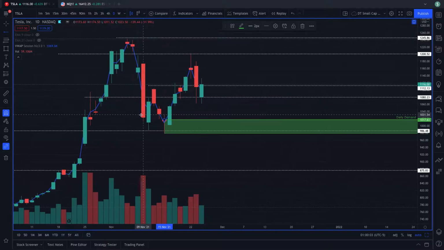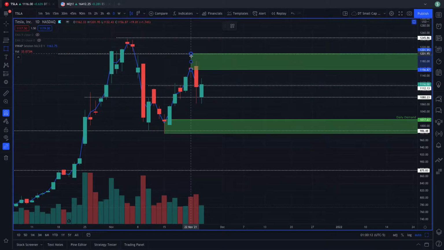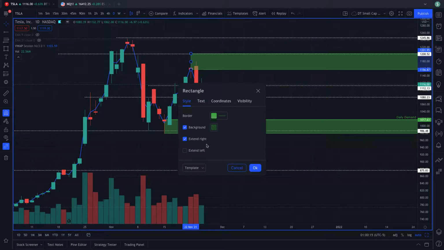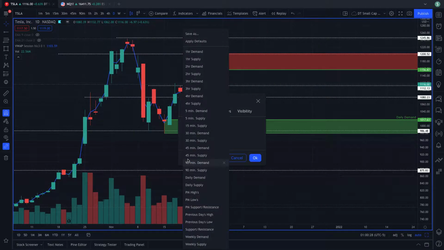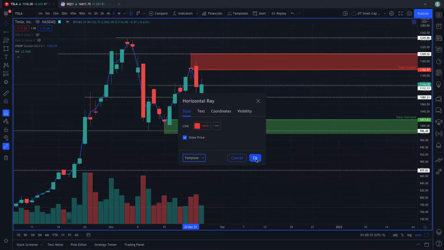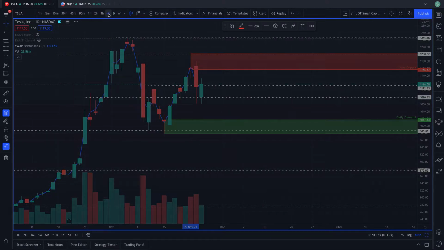Is there any supply zone? Yes, around this area over here. So I'm gonna do that. Supply zone over here. I'm also going to label this as a daily supply from a rally base and a drop. Where's the daily supply? There we go. Next, I'm gonna move on to the 4 hour time frame.